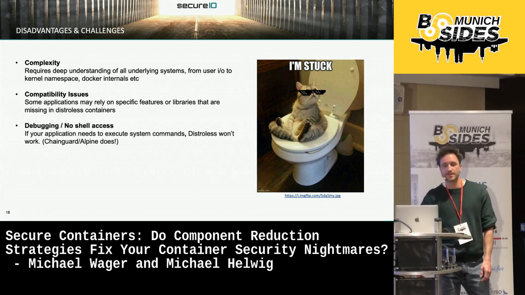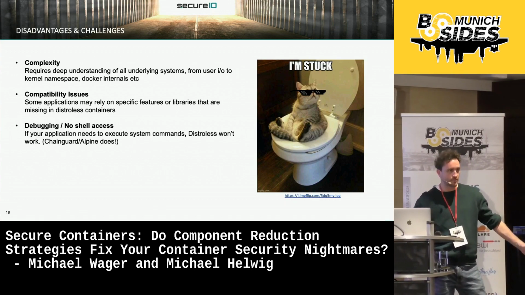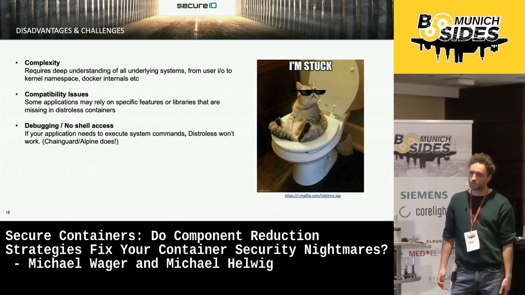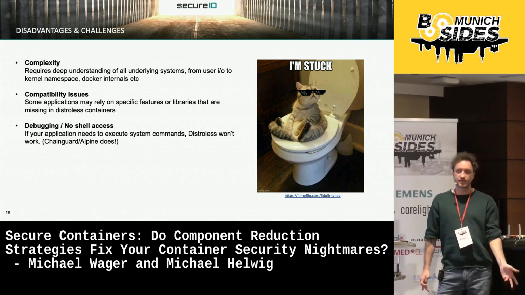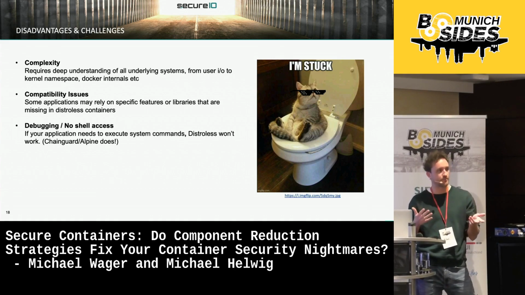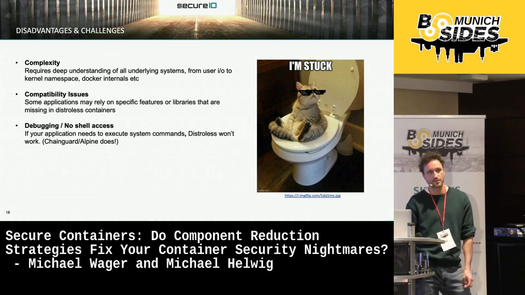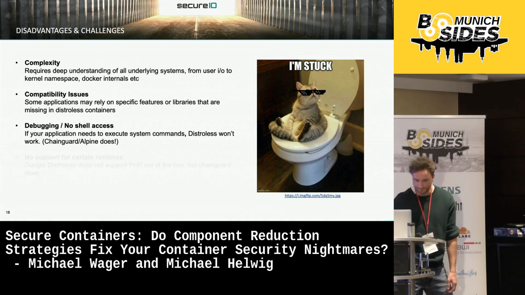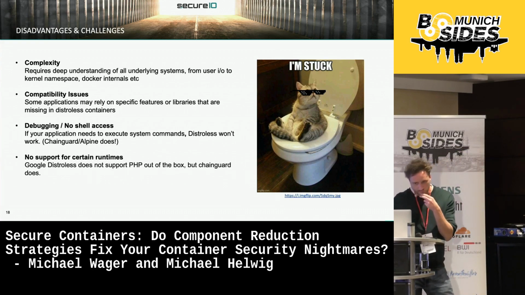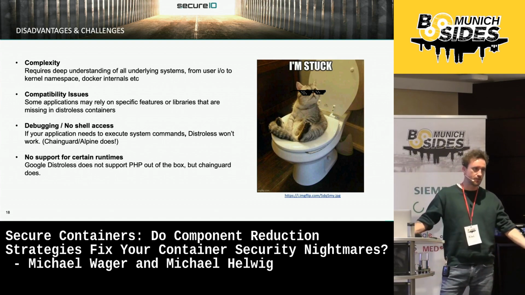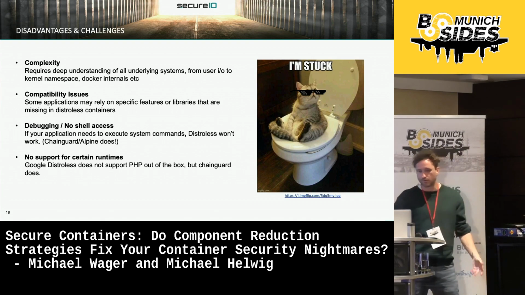So there's this debugging issue. For example, if you don't have a shell, you can imagine sometimes you need a shell to debug stuff. With Google distroless, you don't have a shell, but they provide debug images, so there's a simple solution within your dev environment. You just build them with the shell, and for production, you have another pipeline which builds it without the shell. And there's no support for certain runtimes, at least for Google distroless, so if you need PHP or Ruby or something, then you should rather go for Chainguard.